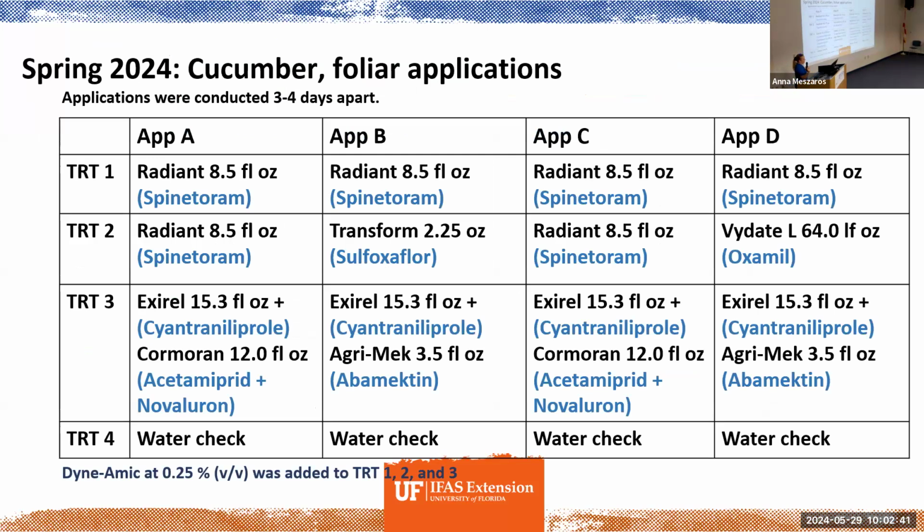So here we had 3 insecticide treatments. The first included 4 consecutive applications of Radiant. The second had Radiant alternated with Transform and Vydate. And the third represents a grower standard, including a rotation of tank-mixed insecticides commonly used by the growers, and the water check at the end. We replicated everything 4 times with an RBD design.